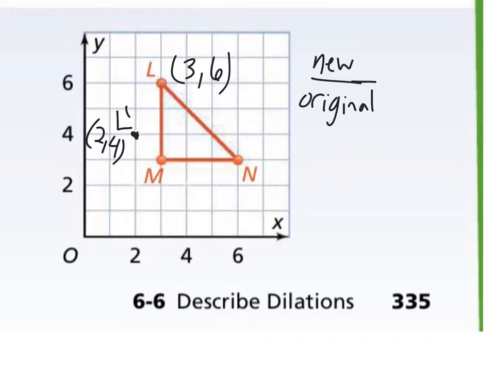So you can look at any part of this that you want to. You can look at the X coordinates or you can look at the Y coordinates. We don't have a figure drawn yet, so we can't divide the side lengths out, okay? But either X coordinates or Y coordinates, you should get the same thing. So our new X coordinate is 2. Our original X coordinate, or our old X coordinate, is 3. So 2/3 should be our scale factor.